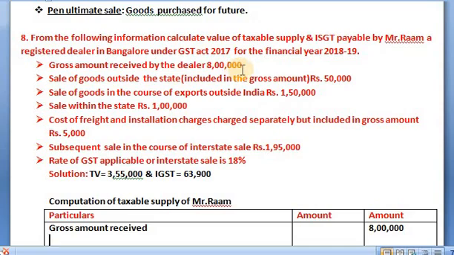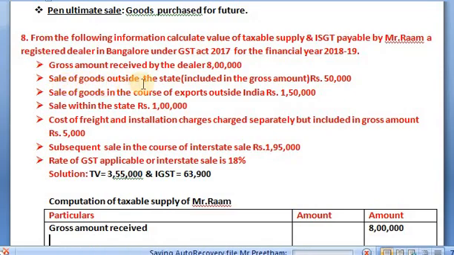So you please be very clear here. It is given as gross amount. When the word gross amount comes, it is inclusive of all. That means it includes all the transactions. See, gross is something without any deduction. Everything is included. So here the total gross amount is given as 8 lakhs.